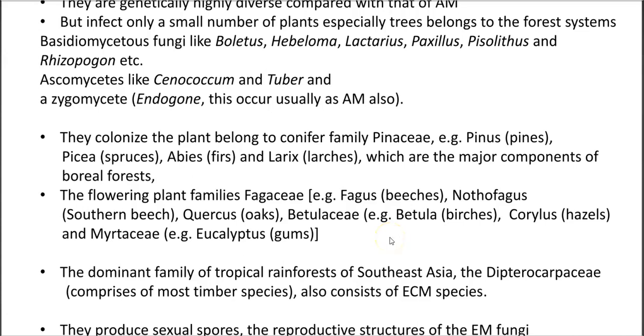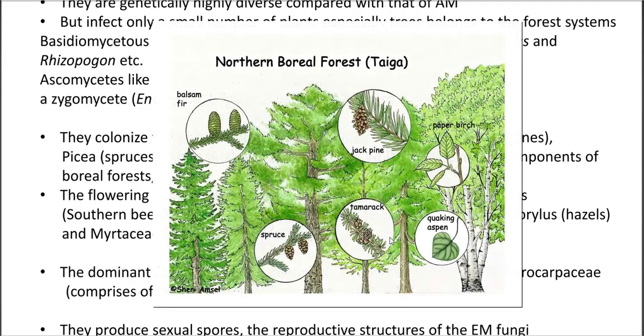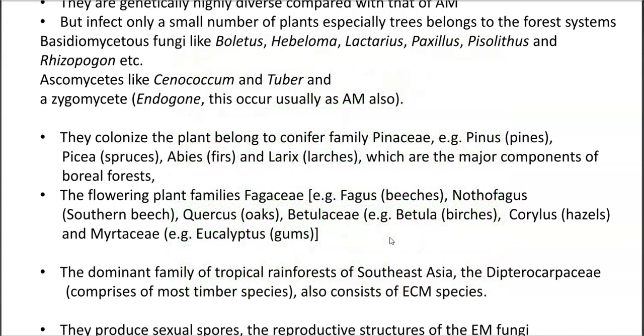Next we look at the plants which they commonly colonize. The first list of plants belongs to the conifer family Pinaceae. It includes Pinus, Abies and Larix. Common names are pines, spruces, firs as well as larches. These are the group of trees that dominate especially in the temperate regions. They are the major components of the boreal forest, which commonly occurs in the temperate regions.